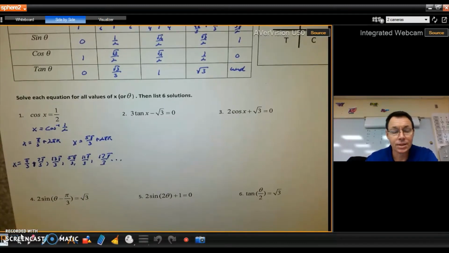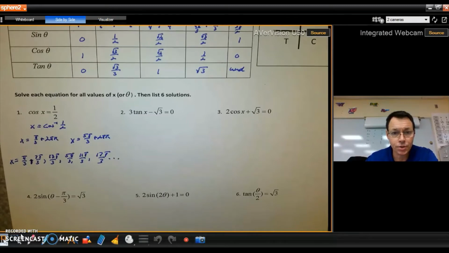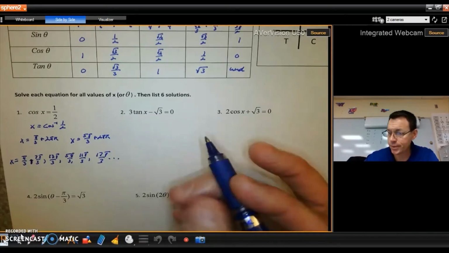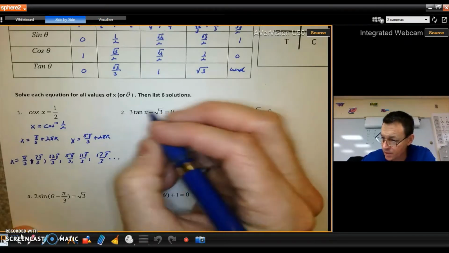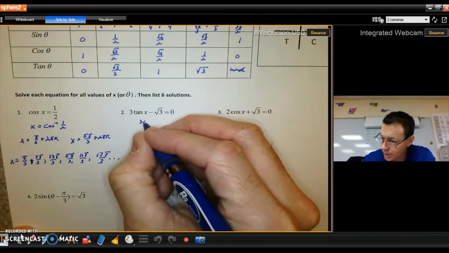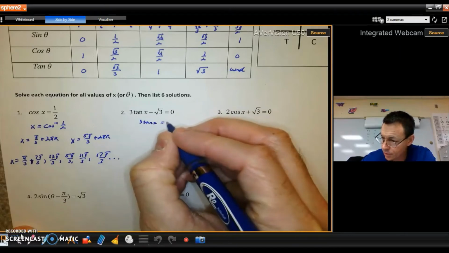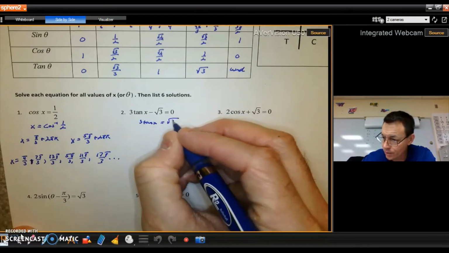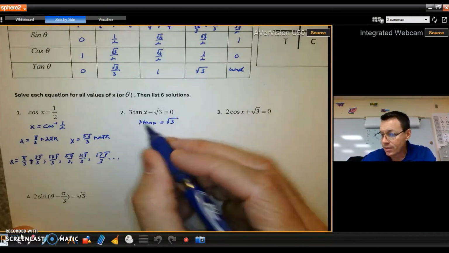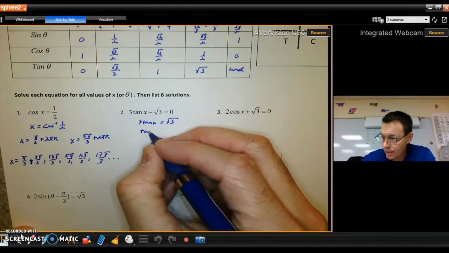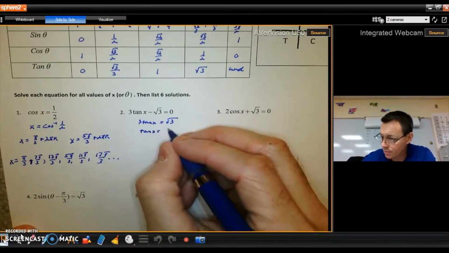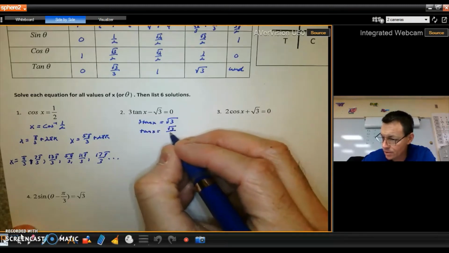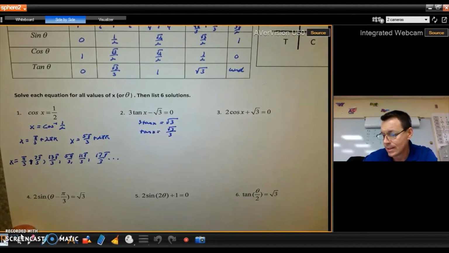Okay, take a look at example 2. So 3 tangent of x minus radical 3. All right, so first thing we can do is get rid of this minus radical 3. Move it to the other side. So 3 tangent of x equals, so this would be positive radical 3. Then I can divide by 3. Okay, so now you can kind of see why we were doing the inverse function and the other stuff that we've been doing. We want to familiarize ourselves with solving these equations.